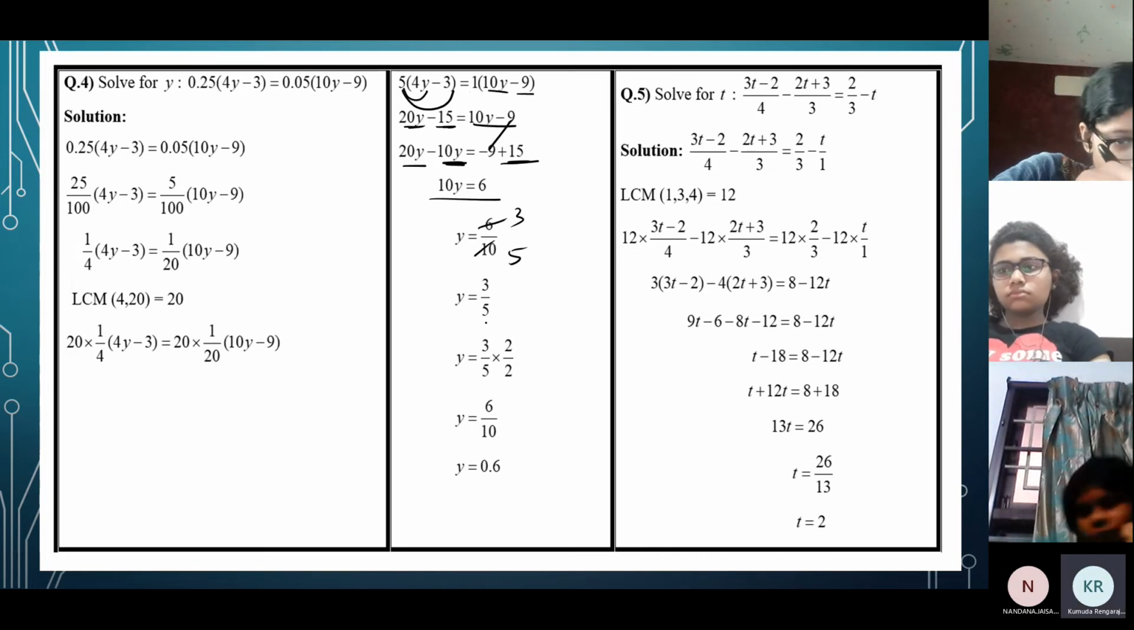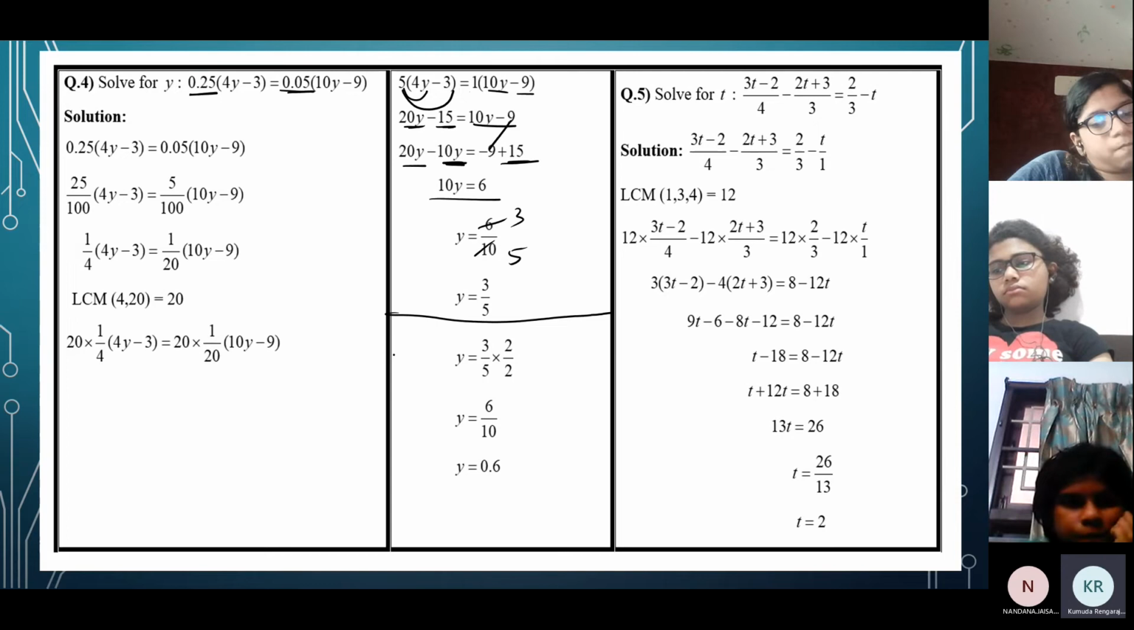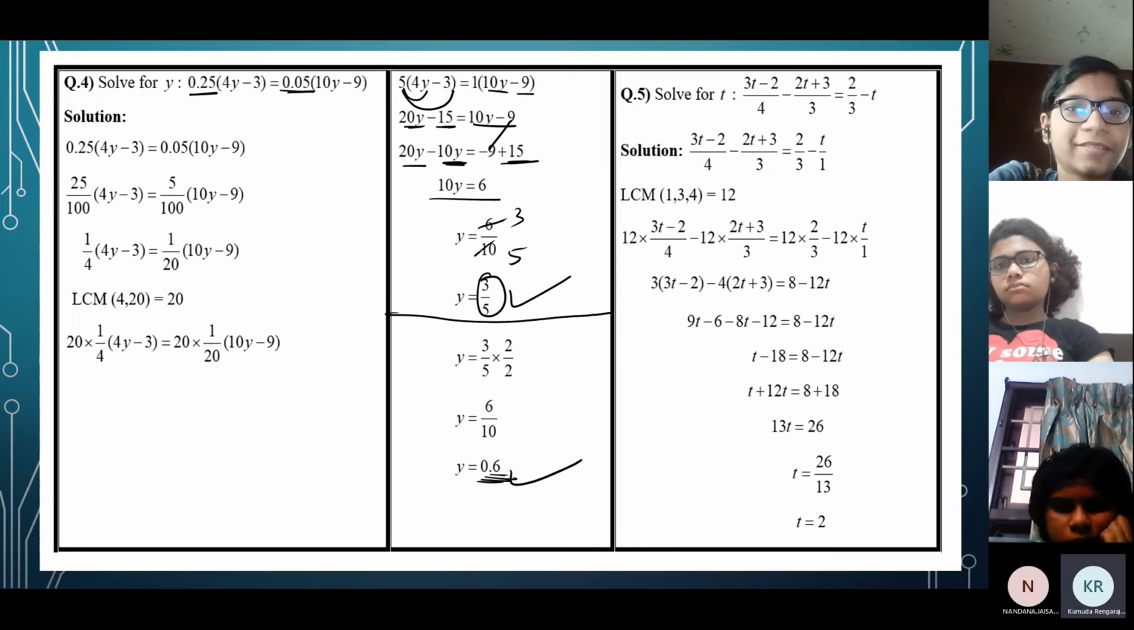Now children, you can leave the answer as 3 by 5. But when you look at the question, you saw some decimal numbers, 0.25 and 0.05. So sometimes if it's an MCQ, of the 4 options, you may not have this option 3 by 5. For that reason, I've given you the answer like this also. Now your question will be where to stop. Should I stop here or here? Both are fine. You can stop here. It's fine.